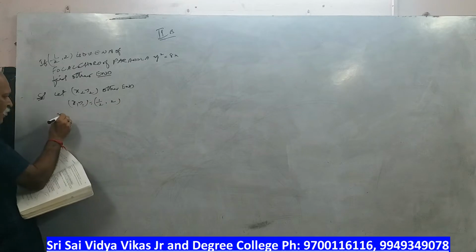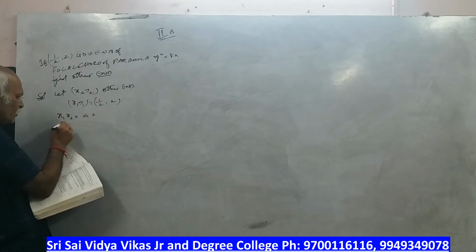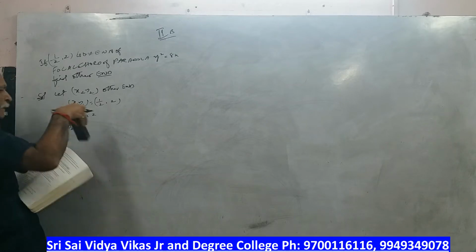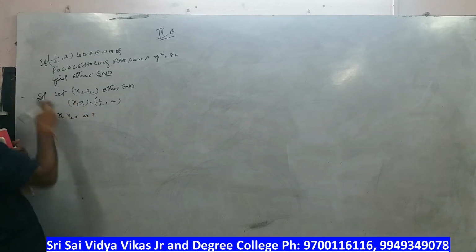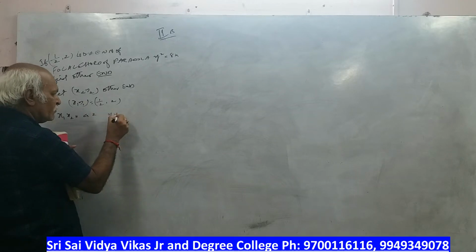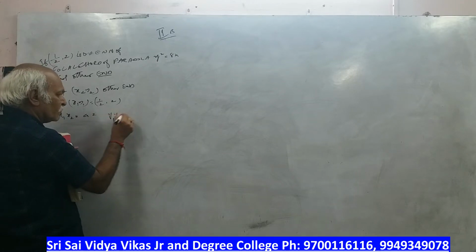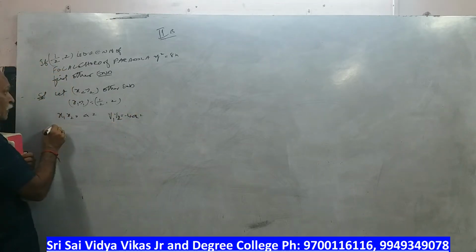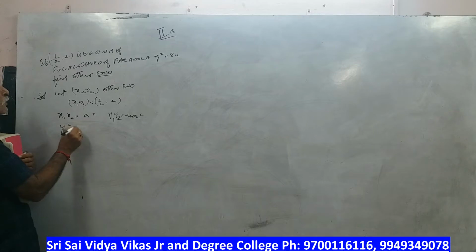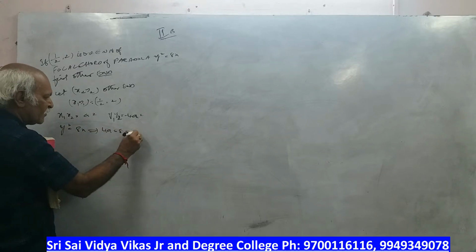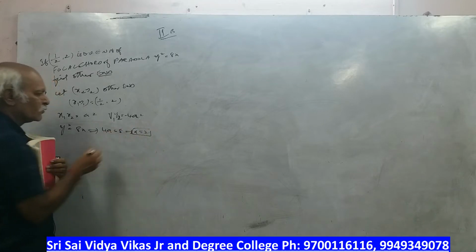We know the formula: x1 x2 is equal to a squared, y1 y2 is equal to minus 4a squared. This formula we have to apply. Here y squared is equal to 8x, so 4a is equal to 8, a is equal to 2. So the value of a is 2.